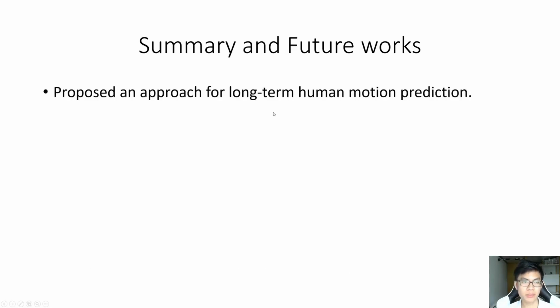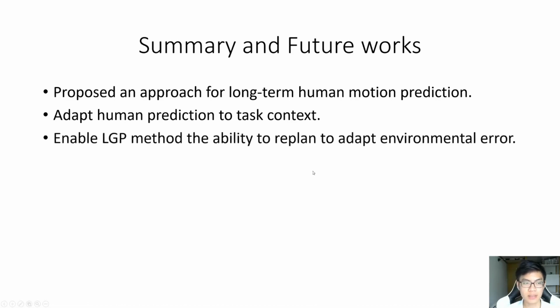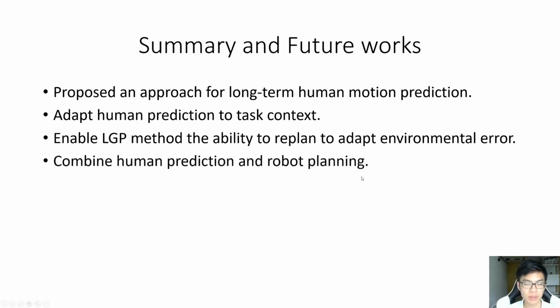So in this work, we propose an approach for long-term human motion predictions, and this can also adapt the human prediction to the task context. We also extend the LGP method with the ability to replan the robot planning to adapt to environmental errors, and we combine both approaches to solve the human-robot collaboration task.